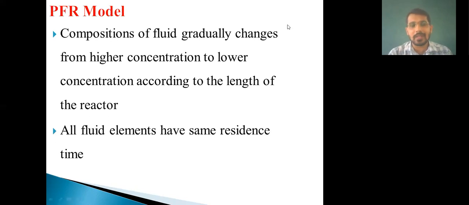Another important point regarding the PFR model is that there is no temperature and composition gradient in the radial direction. There are two directions, one is the axial direction and the second is the radial direction. So there is no temperature and composition gradient in the radial direction, but in the axial direction there is a temperature and composition gradient, but heat transfer and mass transfer are negligible. So these are all the important points regarding the PFR model.